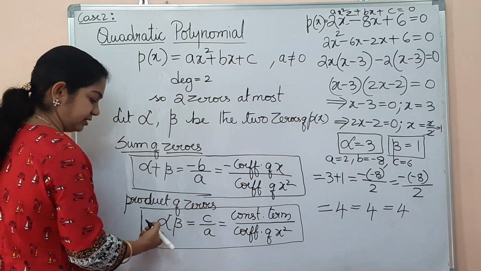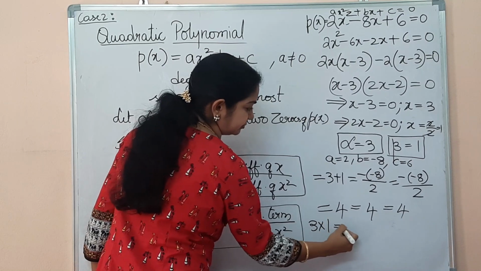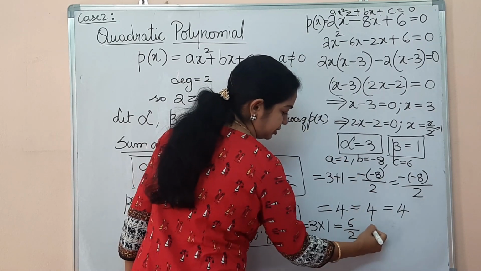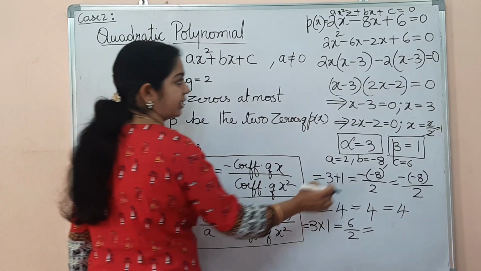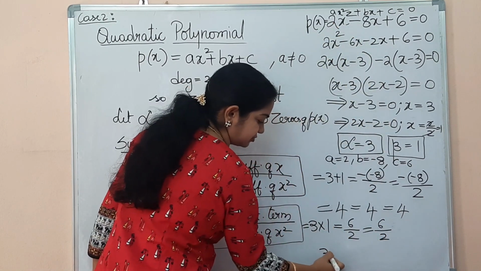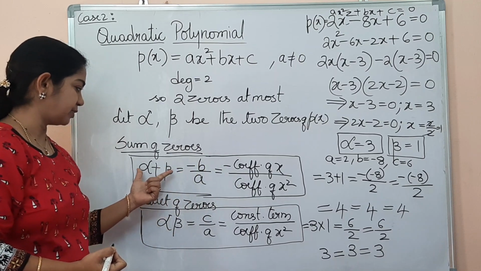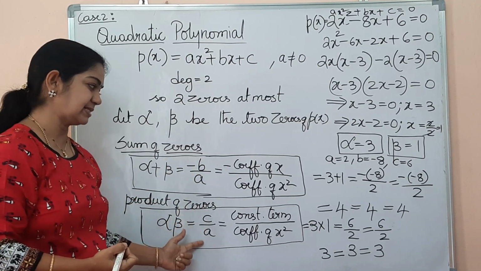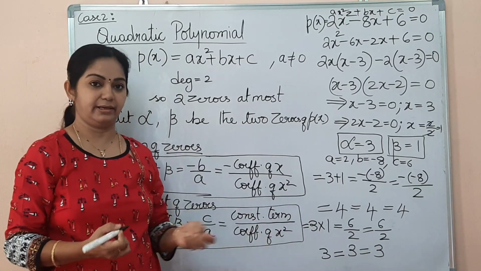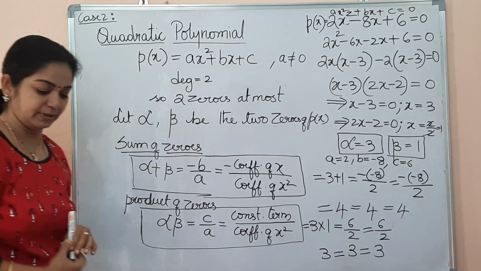And also we will see for the product here. Now, the product alpha into beta. So, 3 into 1. Right. And c by a. c is 6, 6 by a is 2. And constant term by coefficient of x square. The constant term is 6. Coefficient of x square is 2. Okay. This comes to 3 equals 3. So, we have proved that the sum of the zeros and the product of the zeros are minus b by a and c by a. That is minus coefficient of x by coefficient of x square, and constant term by coefficient of x square. Okay children, quickly pause the video and note down the notes and we'll go for the cubic polynomial.